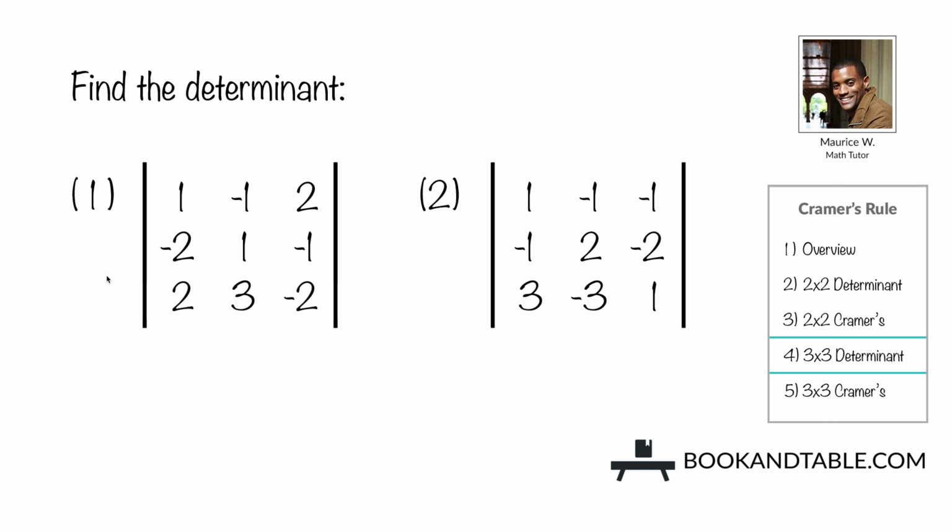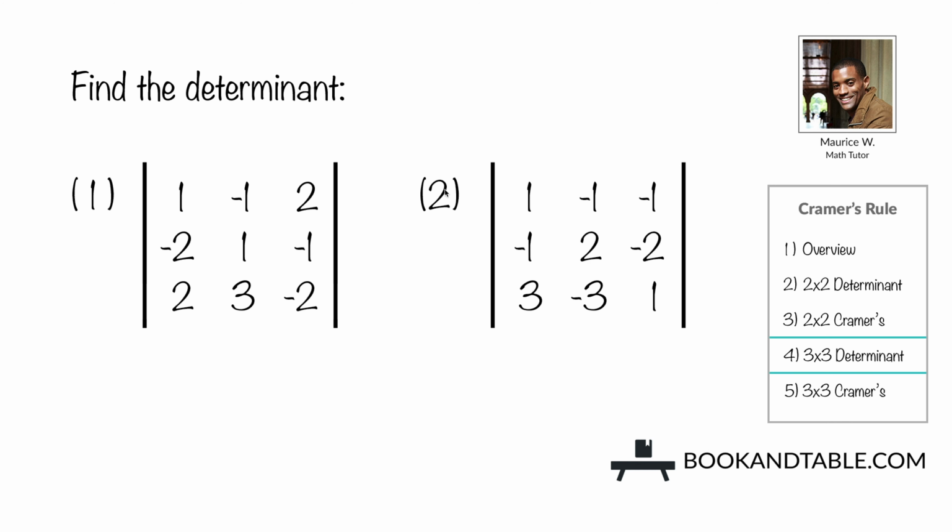So find the determinant. Question number 1. Column 1, we have 1, negative 2, positive 2. Column number 2, we have negative 1, positive 1, and positive 3. In column number 3, we have 2, negative 1, and negative 2.